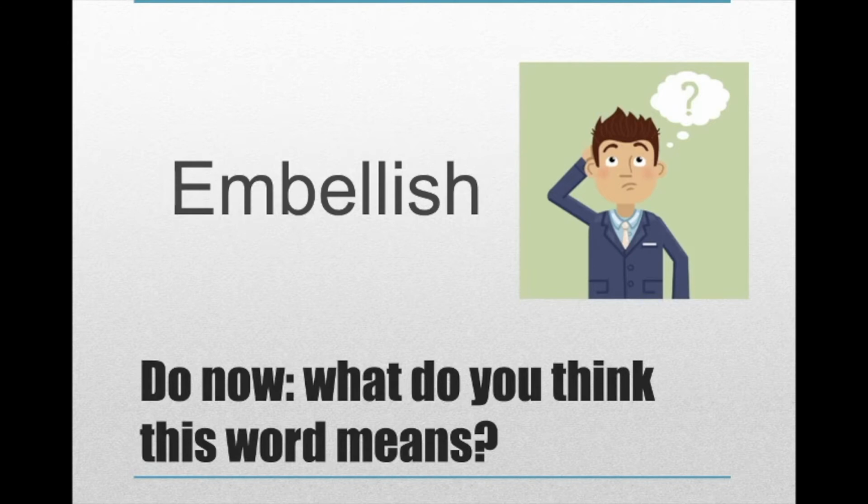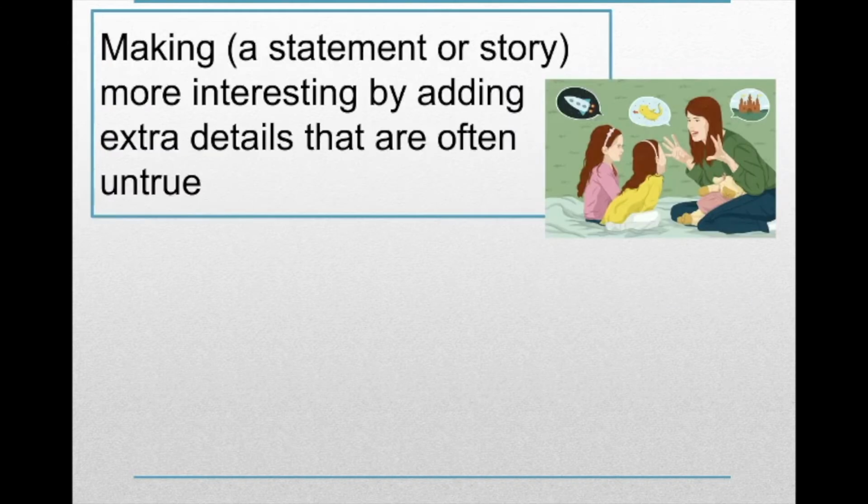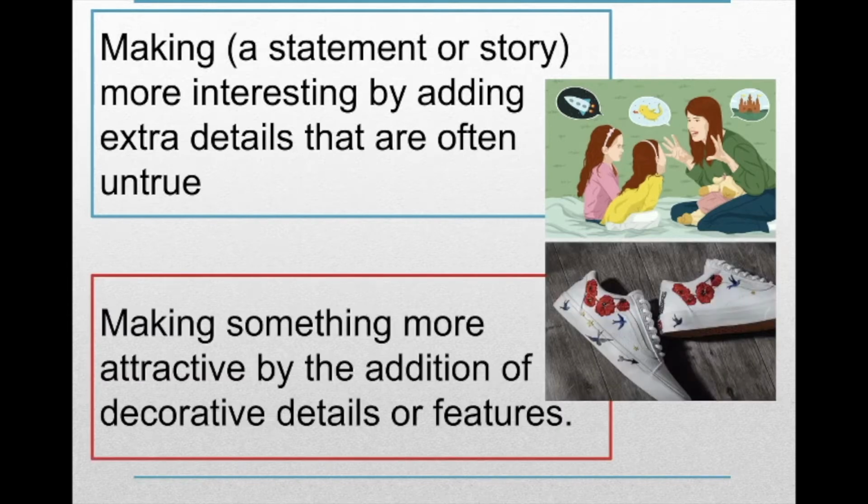Well, there's two meanings to embellish. The first is making a statement or a story more interesting by adding extra details that are often untrue. But the other meaning is making something more attractive by the addition of decorative features or details, okay? So you can see a pair of shoes there, trainers, that have had stickers and patches added onto it to make it more attractive. Now, that definition, this one, we are not using today. We're focusing on this one, making a statement more interesting by adding extra details.